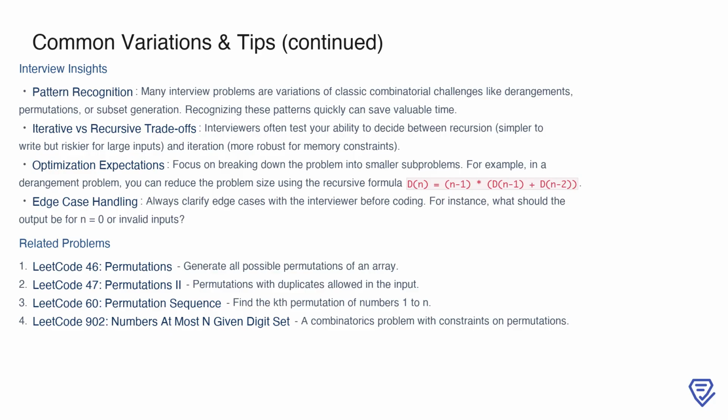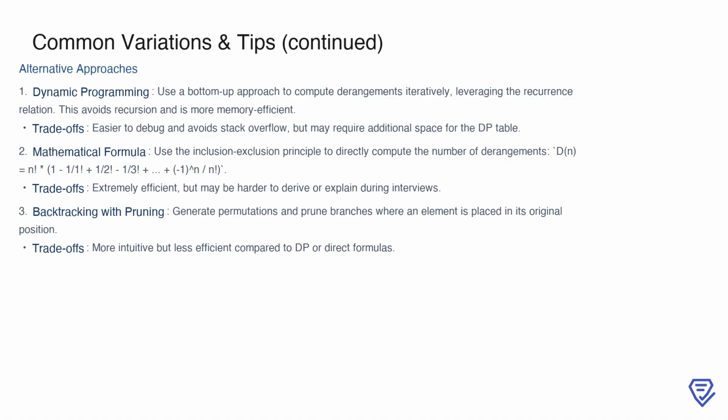There are 3 alternative approaches to solving derangement problems, each with its own trade-offs. First, dynamic programming offers a bottom-up approach that uses the recurrence relation to compute derangements iteratively. This avoids the pitfalls of recursion, such as stack overflow, and is generally easier to debug. However, it may require extra space for the DP table.